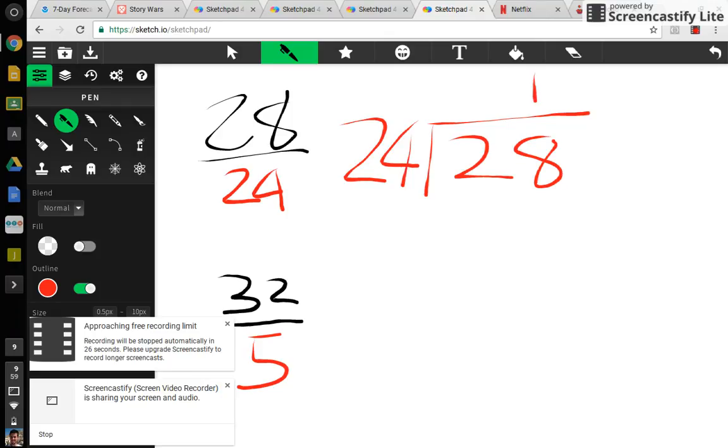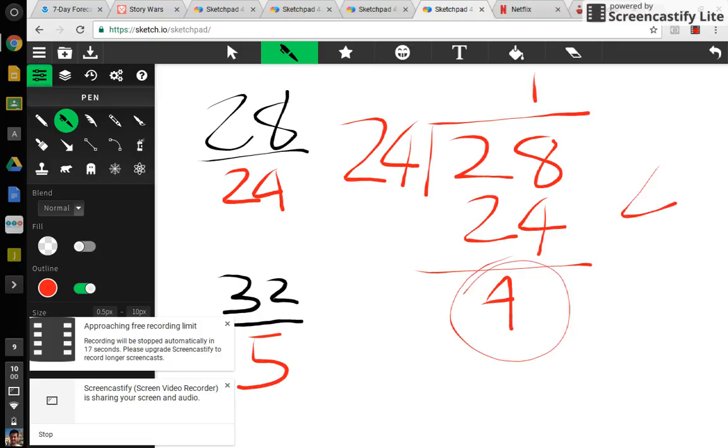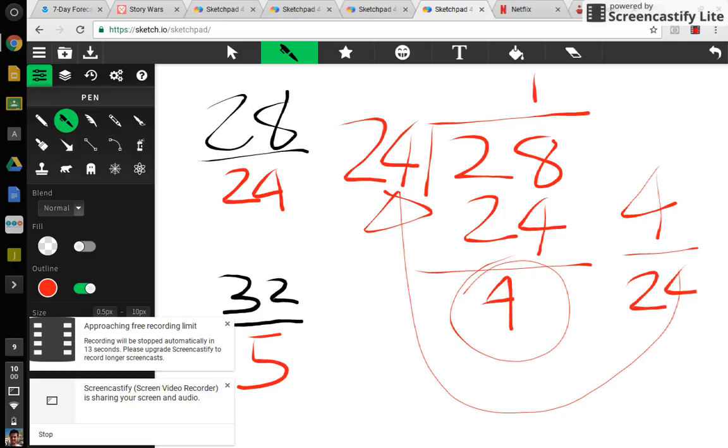We're going to get 1 plus a little bit extra left over, 4 out of 24. Okay, so you can use division to help you out. 1 and 4/24. Our 1 came from up here.